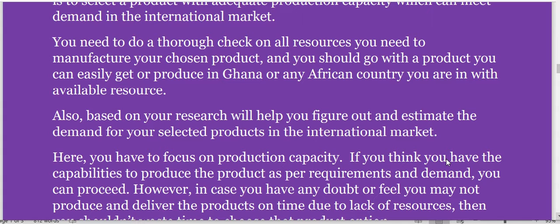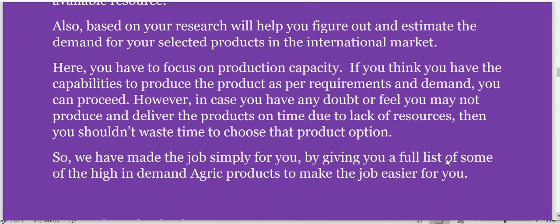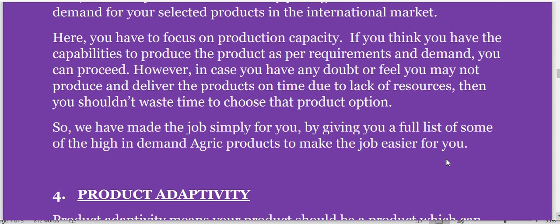Also, your research after the training, on selecting your product and the market that you wish to go to, will help you figure out and estimate the demand for your selected product in the international market. Here you have to focus on product capacity, like we said earlier. And if you think you have the capabilities to produce the product as per requirement and demand, you can proceed. If you think you can meet the product demands, then you can proceed.